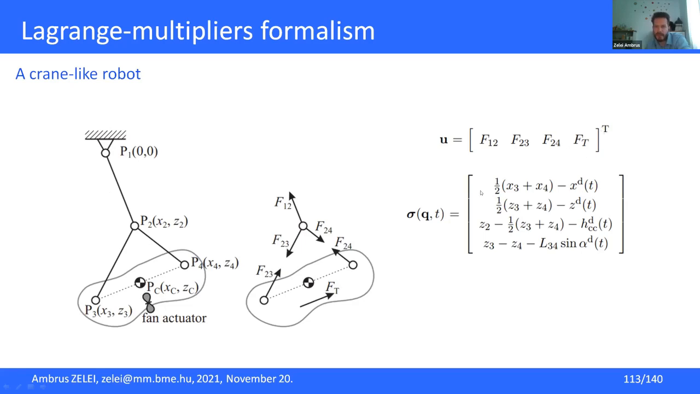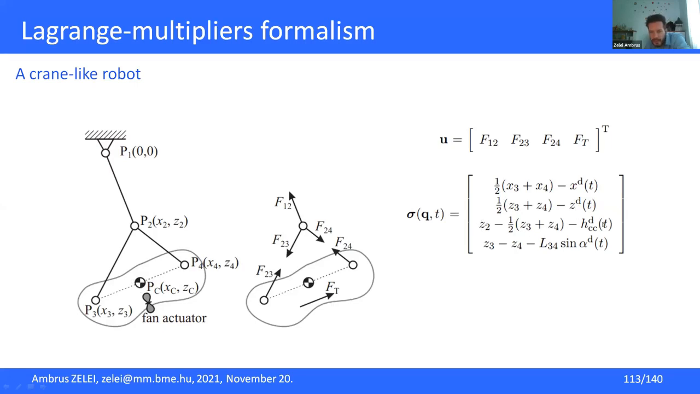So we have 4 actuators, and consequently we write up 4 constraint equations, or 4 servo constraint equations, which define the task of the robot. So for example, the first equation means that this 1/2 times x3 plus x4, this is actually the expression for the center point of the robot. And this must be equal to the desired x position. And this is the same equation in vertical direction. So the center point should maintain z elevation.